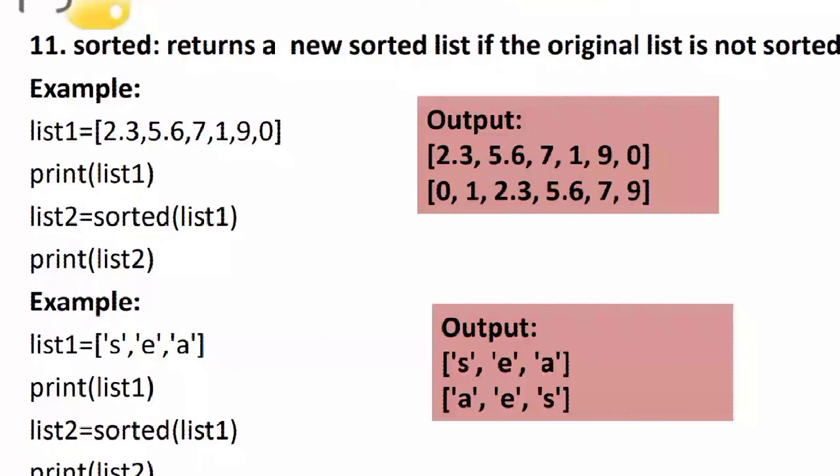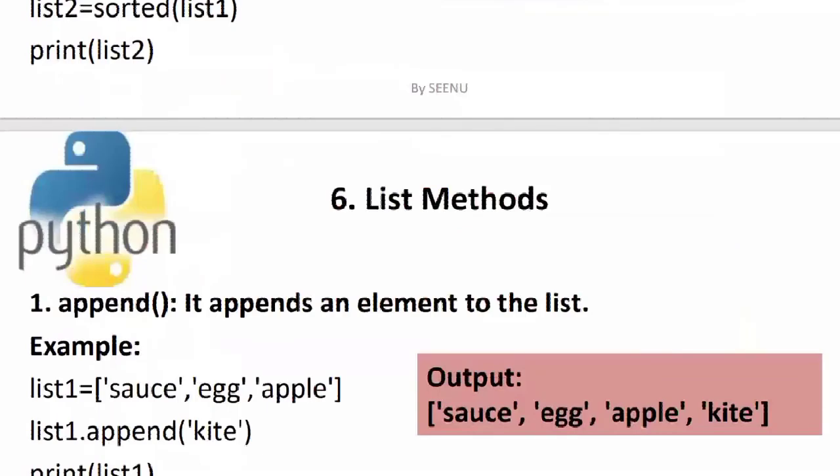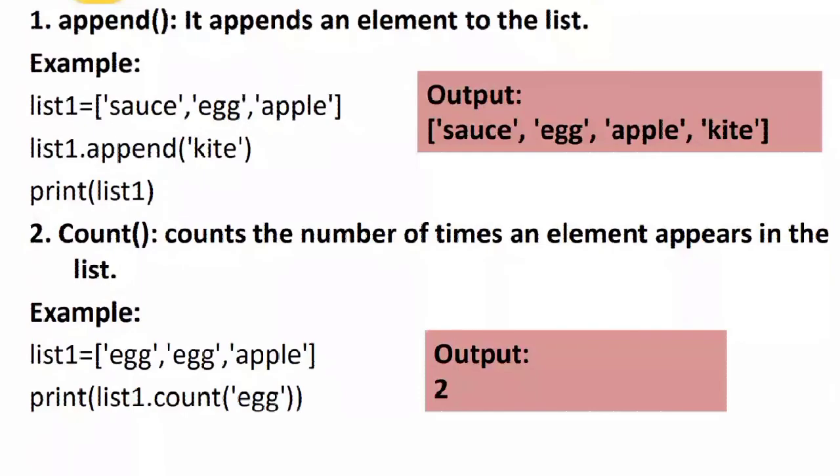So that's very easy with sorted. And we also have a method called append. We have already seen append in strings. What that did in the strings concept is it added the element at the last place. Similarly, you can see here there is an append method, okay? It's a method, not a function. The list has 3 elements, sauce, egg, apple, and you're just appending another value, kite. So in the output you can see sauce, egg, apple, kite, right?